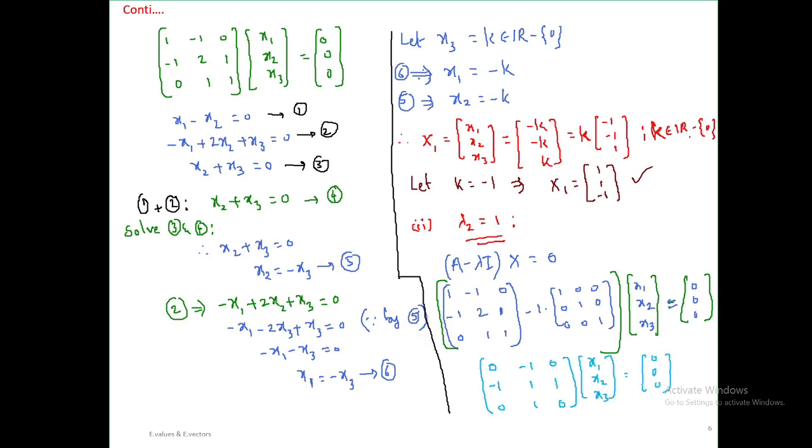Right? Next one. See, let us club row 1 and row 2, or directly write the equations. Directly, minus x2 is equal to 0, right? Next step, minus x2 is equal to 0. So minus x2 equal to 0. So x2 is 0 overall, therefore x2 equal to 0.